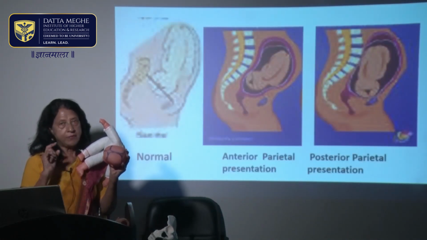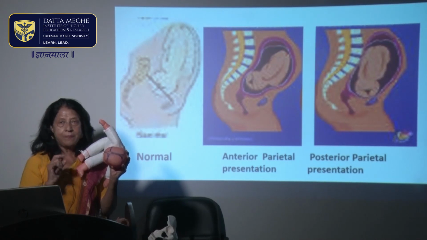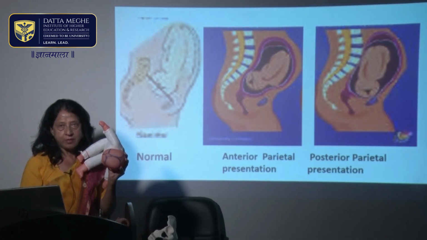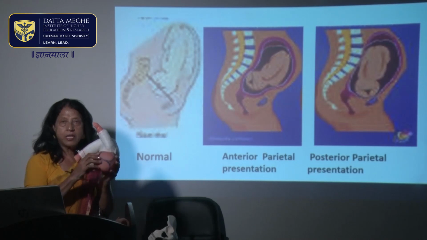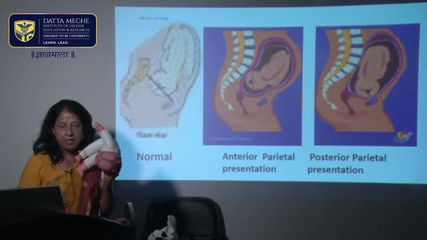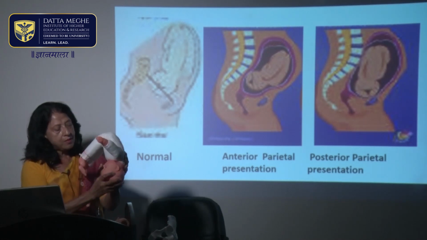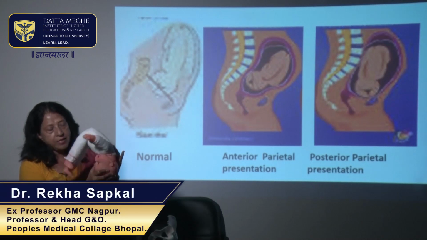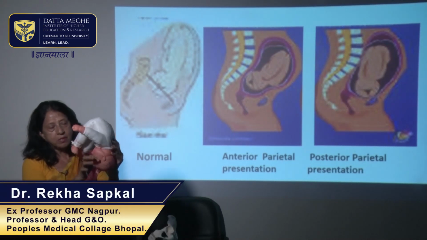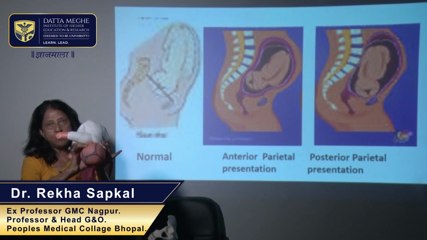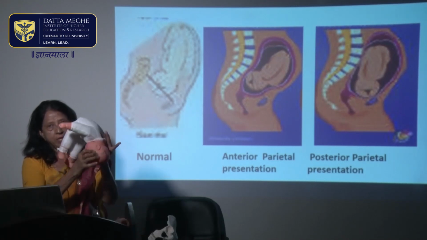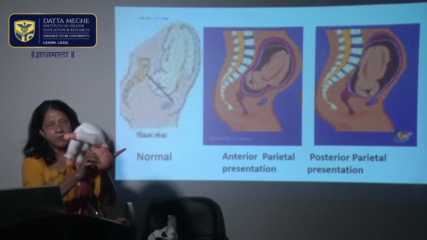Biparietal diameter is 9.5 centimeter, super subparietal diameter is 8.5 centimeter. So, there is reduction in the diameter by 1 centimeter. Thus, vaginal delivery is possible if anterior parietal presentation is there. Means what? The head enters like this, the anterior parietal bone is lower down. Posterior parietal bone is lower down, this is posterior parietal, this is anterior parietal. So, there is lateral tilt of the head.